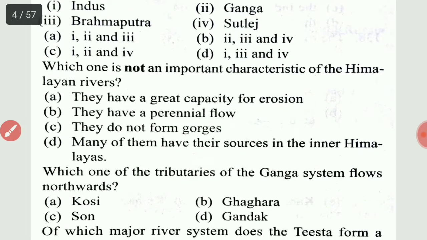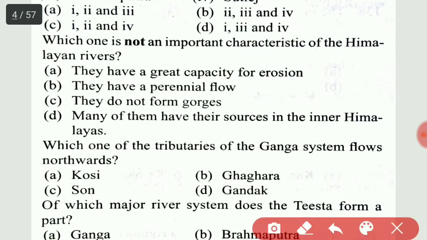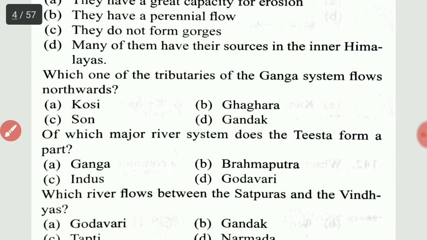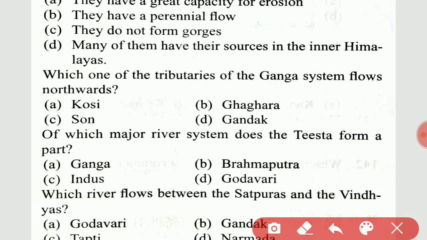Which one is not an important characteristic of Himalayan rivers? The answer is they do not form gorges. It's not an important characteristic of Himalayan rivers. Which one of the tributaries of the Ganga system flows northward? It's a very important question. North flowing river, that is option C, Son.